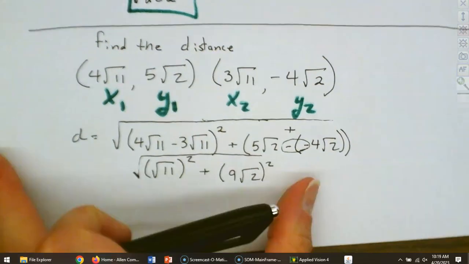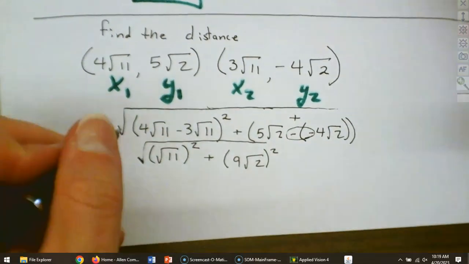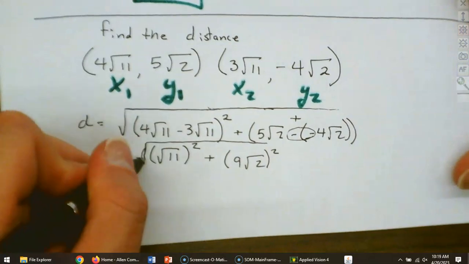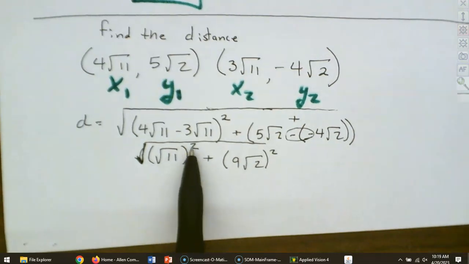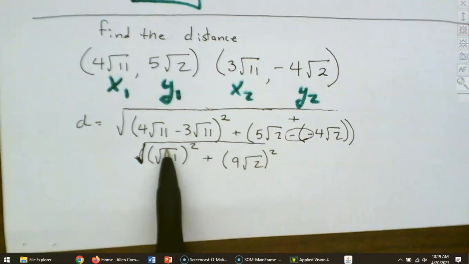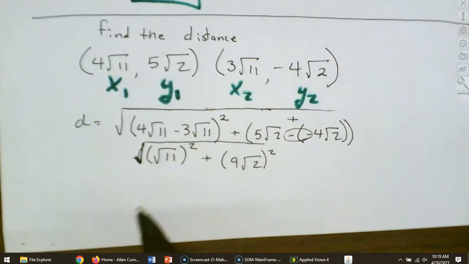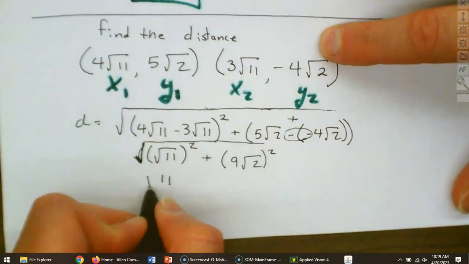Okay. So now, how do we handle this? Well, what happens when we square a square root? We think of opposites in math. The opposite of addition is subtraction, right? Opposite of multiplication is division. What's the opposite of a square? The opposite of a square is a square root, or vice versa. So a square can cancel out a square root. So this square can cancel out the square root here, and that's going to leave you with the square root of 11.